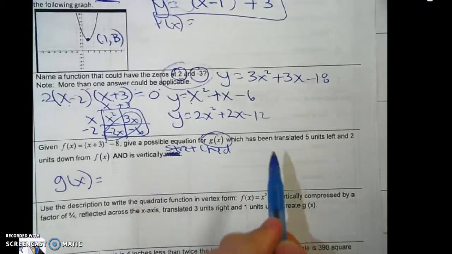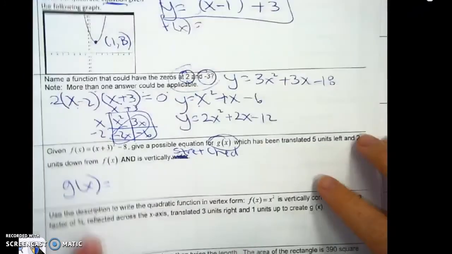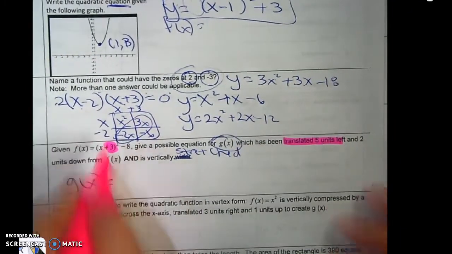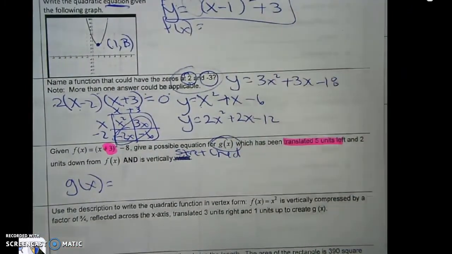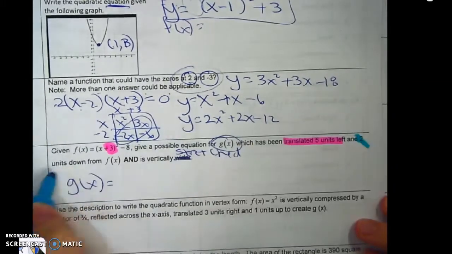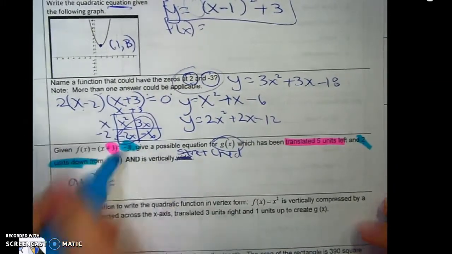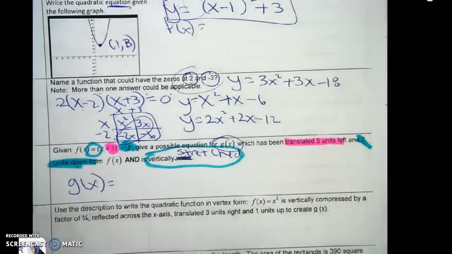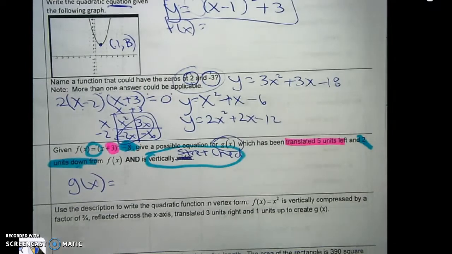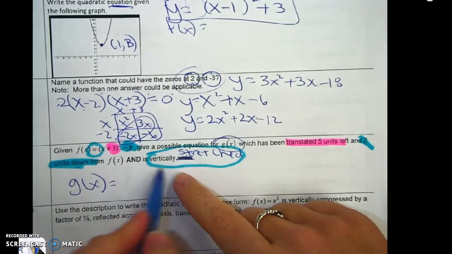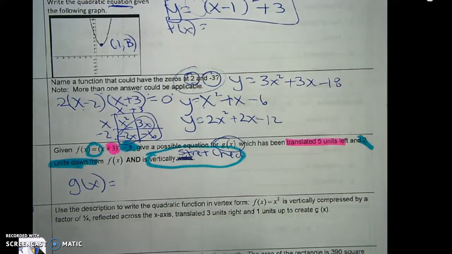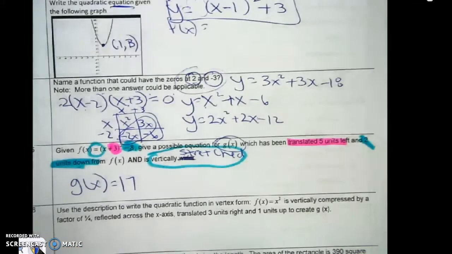And they're saying it's translating, let's see if I can find my pink pen, 5 units to the left. That means it's affecting this. And 2 units down. That means it's affecting that. And this is vertically stretched. So that's going to be right there. So let's start with the vertically stretched. It just says vertically stretched, so it doesn't say any value. So I just get to pick anything that would make it stretch vertically. Anything greater than 1, I'll say 17 just to be obnoxious.